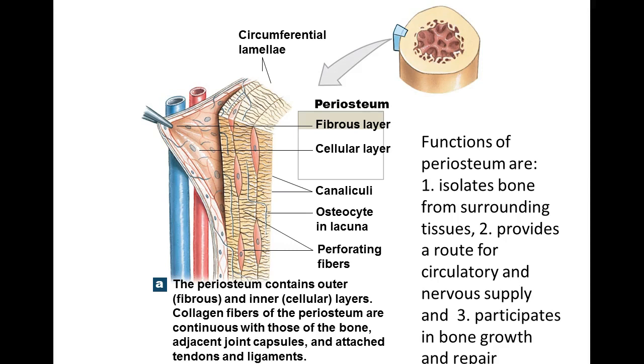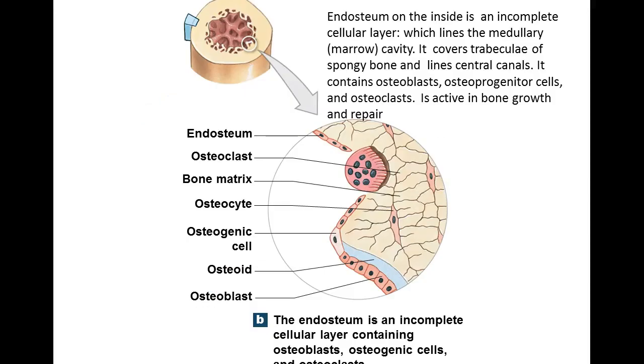And also on the endosteum, you have the same thing, where you have osteoblasts and osteoclasts that can erode the inside of the medullary cavity, and this is how the bone grows in what's known as appositional growth, which we talk about in a second. The endosteum, so inside, is an incomplete layer. It doesn't have the fibrous aspect to it. It does have the cellular aspect to it, and that's what I was talking about with it being incomplete.